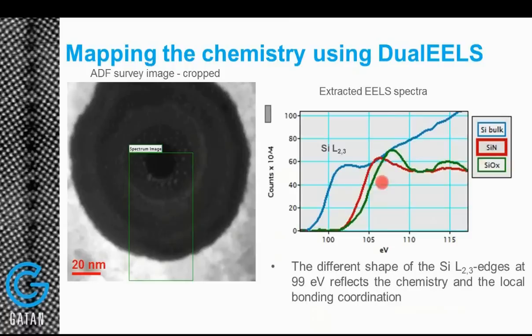Some chemical shift. This is actually very important for us. It will enable us to distinguish all the chemical phases across the entire area, the entire cell in this particular case. So in this case, we are reflecting the chemistry at the local bonding coordination, and we remove all the effect of energy drift because we acquired the data in dual EELS mode, so we have the zero loss peak as a reference. Okay.